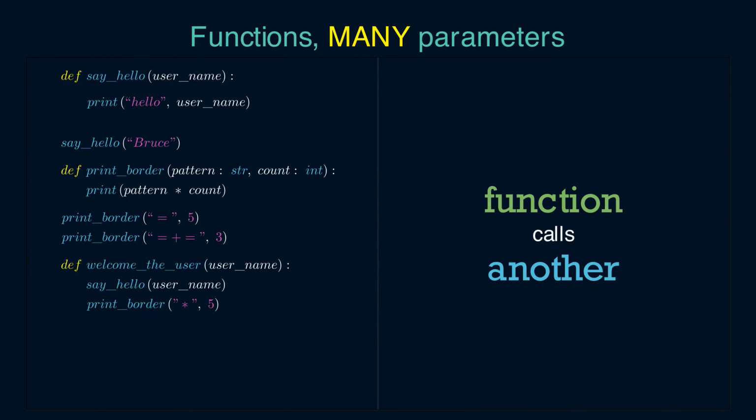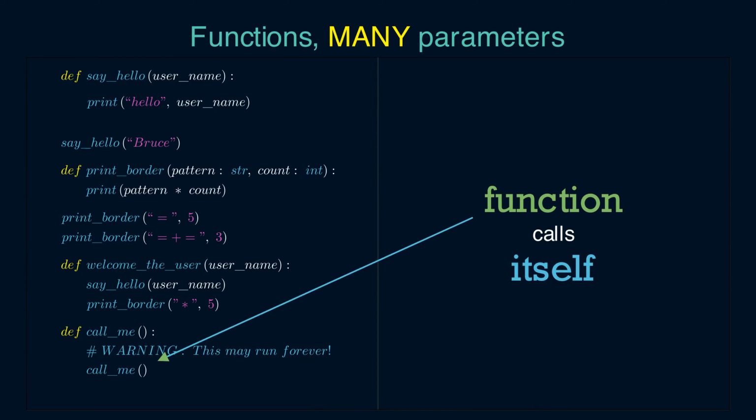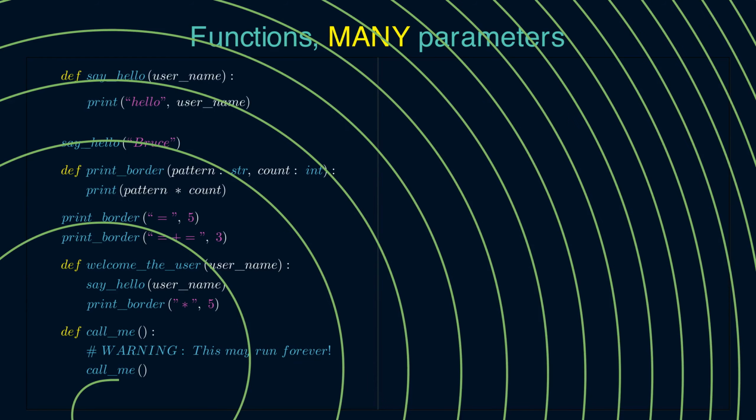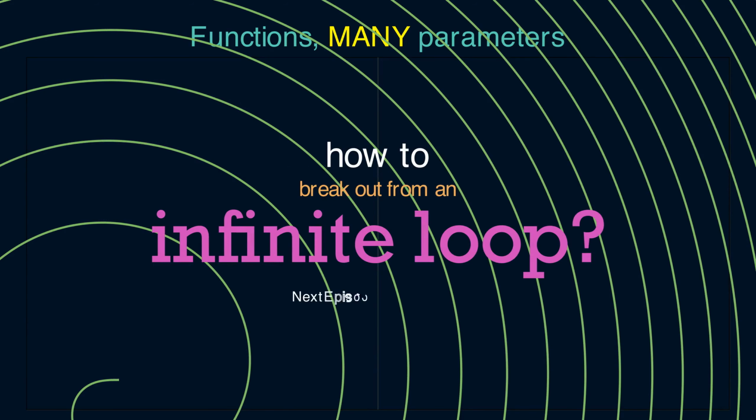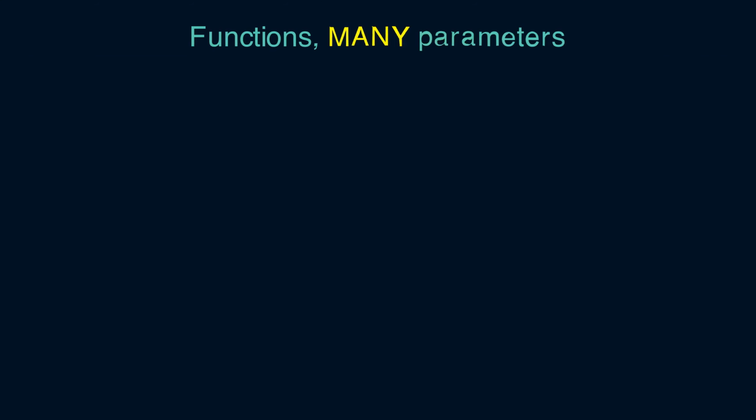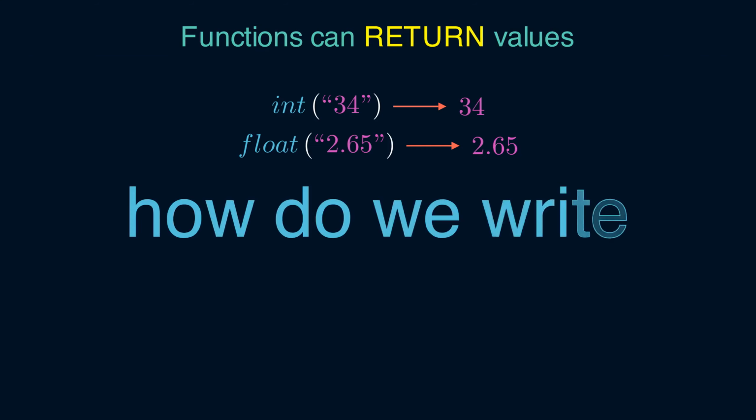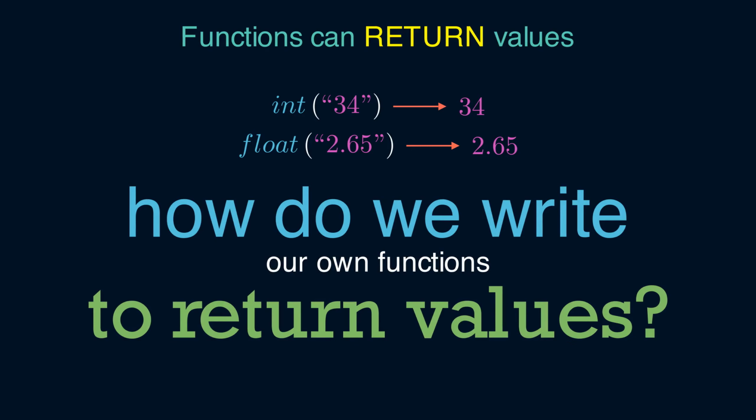Also, a function can call another function. A function can even call itself. But an infinite loop it is. Functions can return values. We already know that.